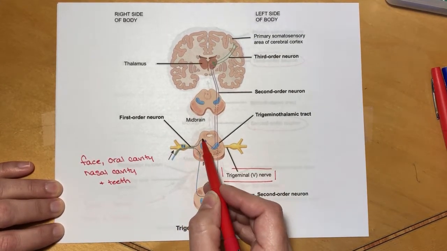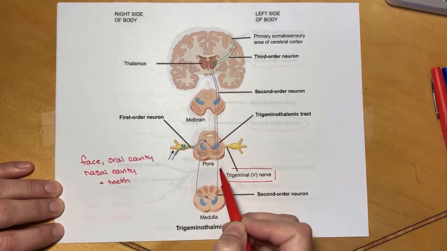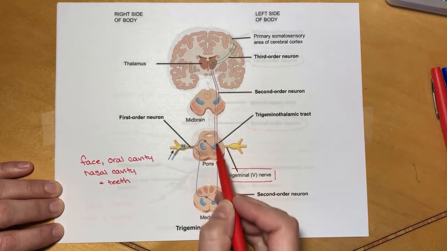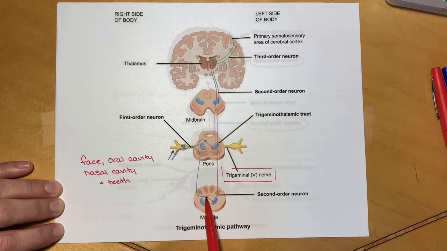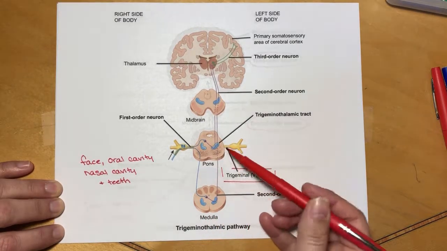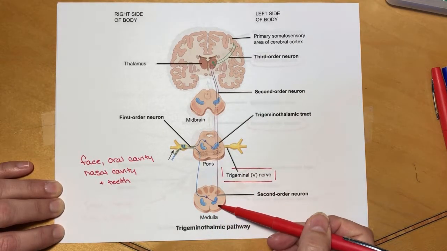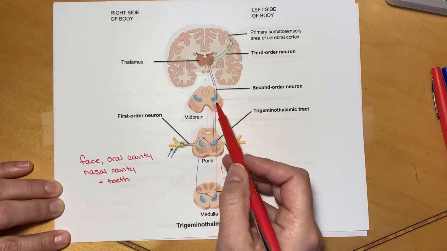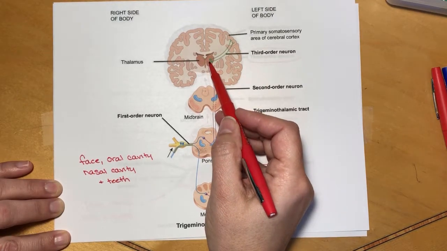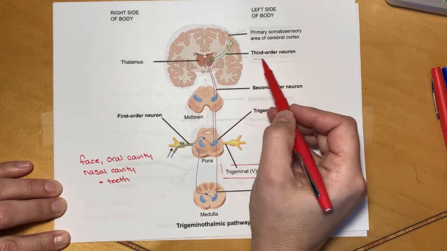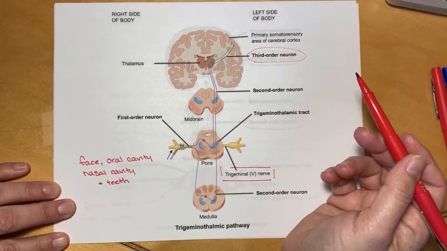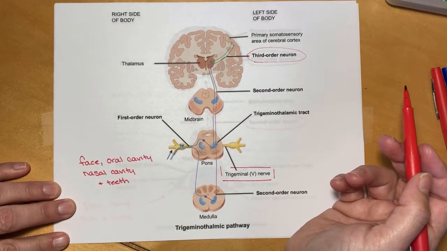So these sensations are going to come in on the trigeminal nerve. Now some of them are going to synapse right there at the pons. So the second order neuron is going to start here in the pons. Some of the impulses are actually going to go back down to the medulla, where they're going to synapse with the second order neuron and cross over. So some of the impulses will cross over in the pons, and some of them will cross over in the medulla. In any case, both of these tracts are going to ascend through the midbrain and up to the thalamus, where they're going to synapse with a third order neuron. The third order neuron will then take the impulses to the appropriate place in the somatosensory cortex.